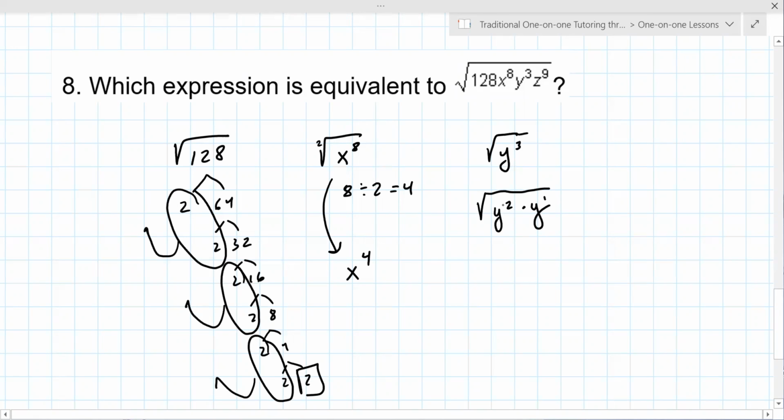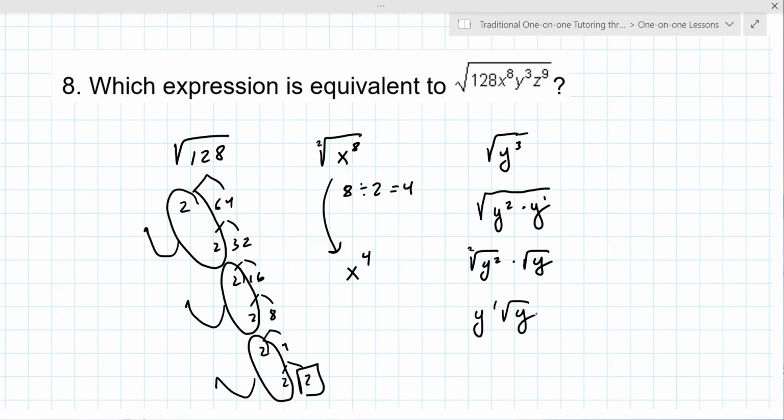Do you see how I got that? Because the 2 and the 1 add up to 3. So it's really the square root of y squared times the square root of y. There's really a 2 here. What is 2 divided by 2? 1. So you have y to the 1 square root of y. Now, if you didn't like that, we can do this another way, but I'll save that for another problem.